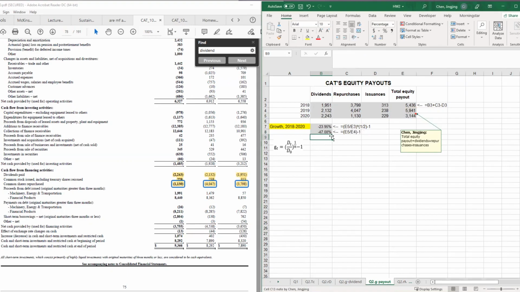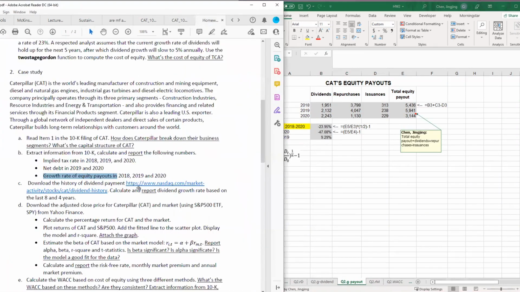Now I even have a more negative number here. I also want to know from 2018 to 2019. Okay, so I have 3 very different numbers here. I'll just leave it here and leave the analysis and the judgment for you to evaluate and reconcile these 3 different numbers later on. So then let's go back to the homework.